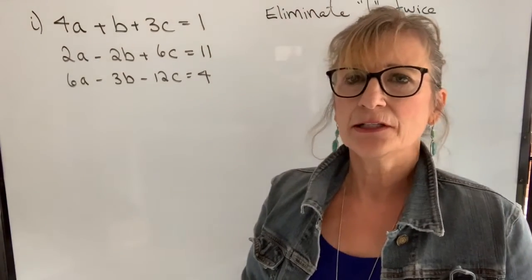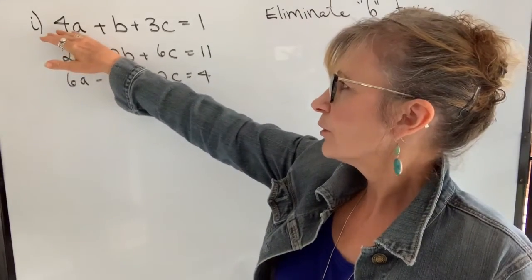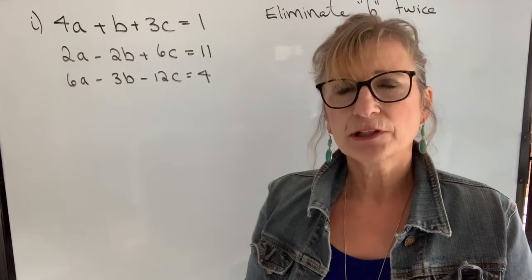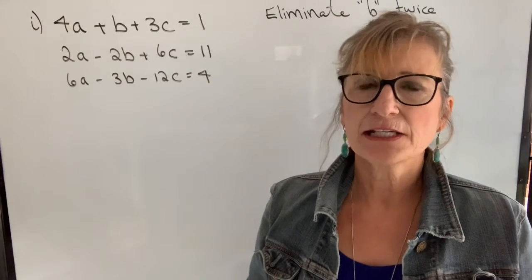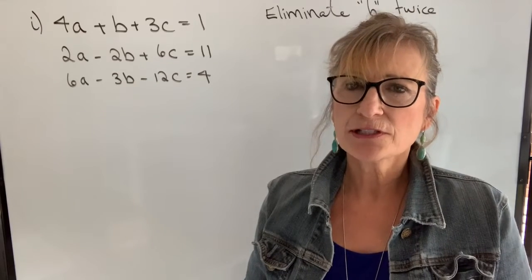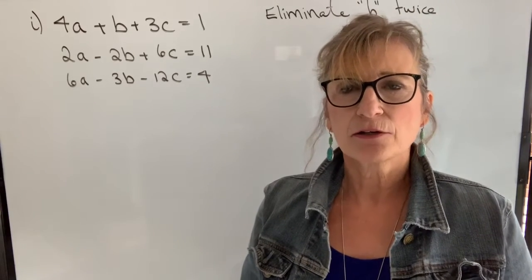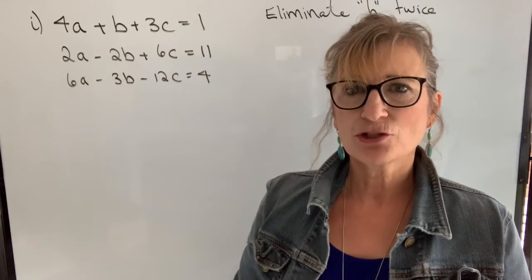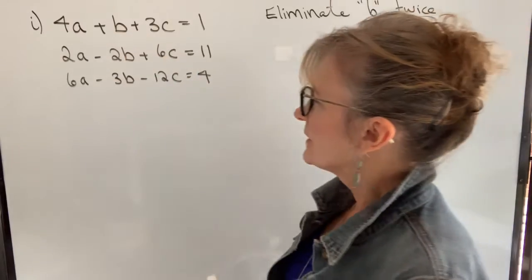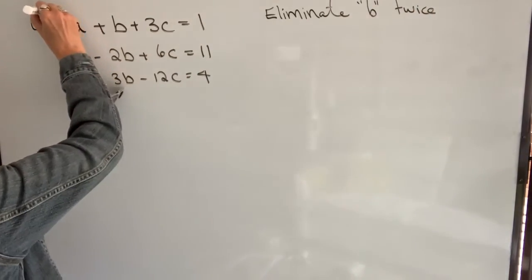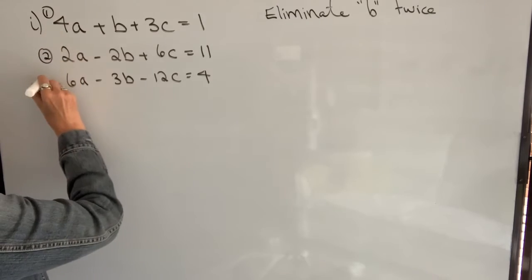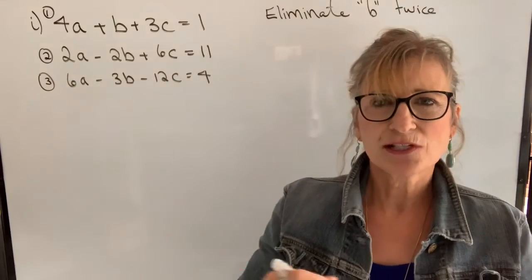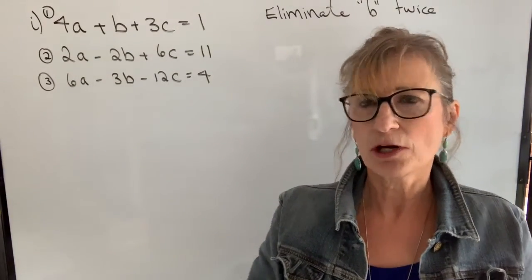And what I mean by eliminating it twice is I work with two of the equations and do my addition, subtraction, or elimination method to eliminate B in this case. And then I pick a different two equations and I do the same process of addition, subtraction, or elimination, and I eliminate B again. So let me show you what I mean. I'm going to number my equations. This is equation 1, this is equation 2, and this is equation 3, so that you can see exactly which equations I'm using and what I'm doing to those equations in the process.